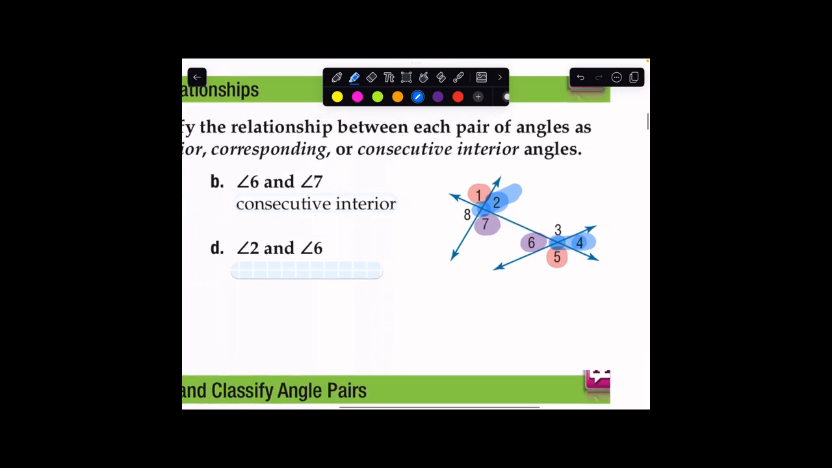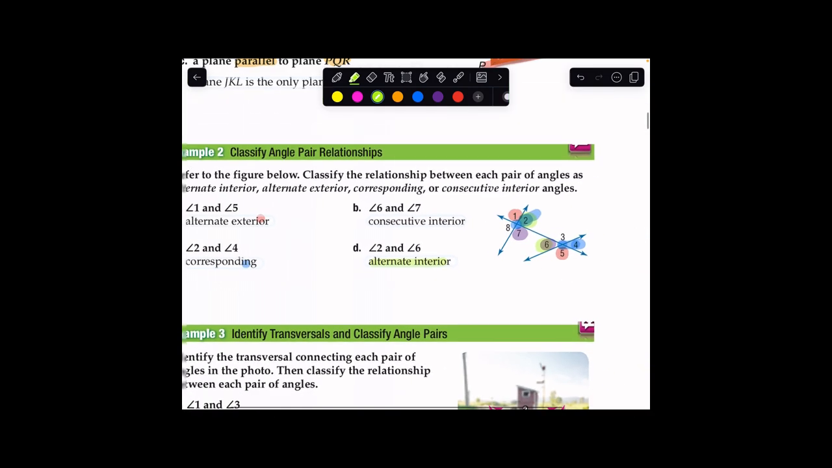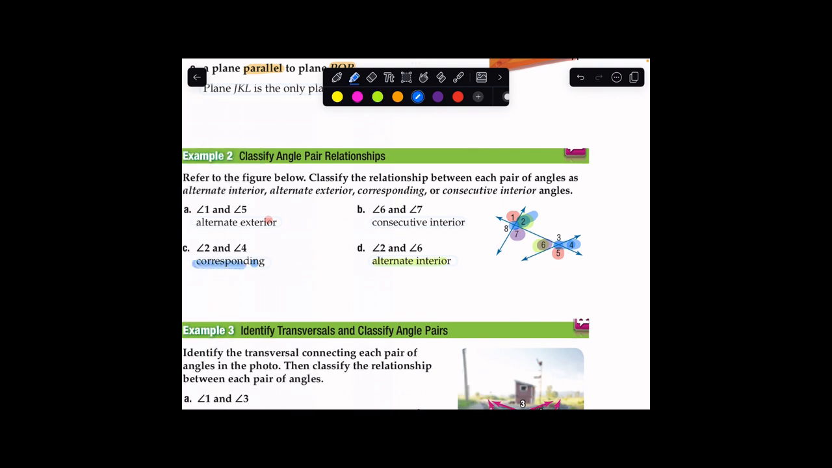Okay, and then finally 2 and 6. Here we are on opposite sides of the transversal, but both on the interior, so this must be alternate interior angles. Just going to finish my color correspondence there. There we go.